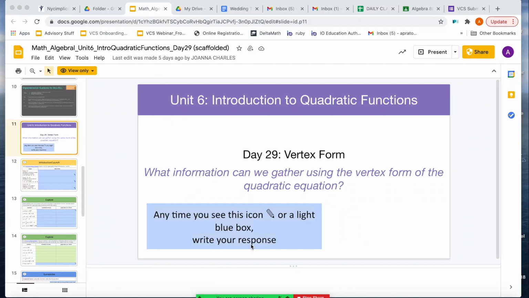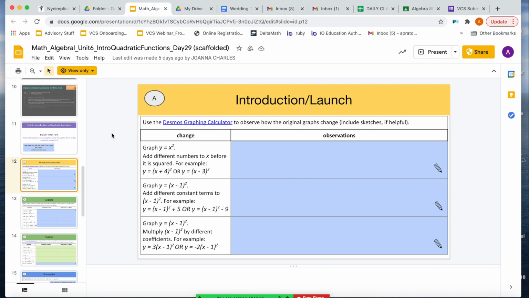Unit 6, Introduction to Quadratic Functions, Day 29, vertex form. What information can we gather using the vertex form of the quadratic equation? For this video, I'm going to focus on the introduction and launch portion and work through how to identify the changes that happen on a graph when we change different values within the equation.